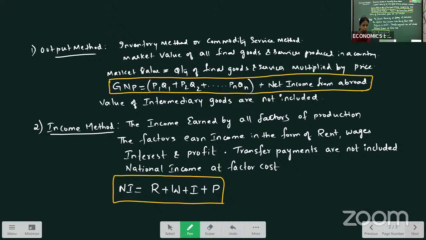And here one more point you remember, transfer payments. Transfer payments means the income which is earned without doing any economic activity. Right? Means we are not doing any work, but government is giving us the amount, like scholarships, pension, right? Subsidies are given for production, that are called as transfer payment. They are not included in calculating the national income. So the formula is national income is equals to rent plus wages plus interest plus profit. So this method is also known as national income at factor cost.